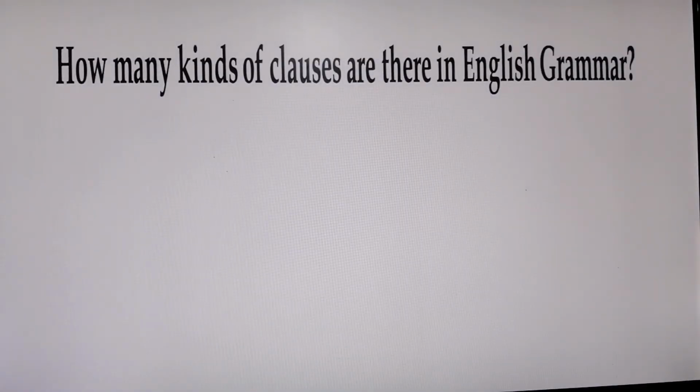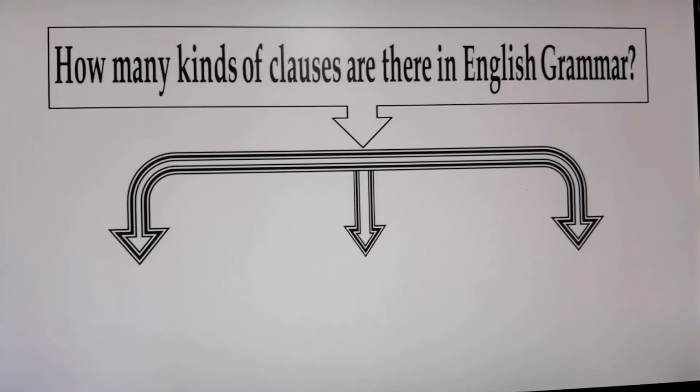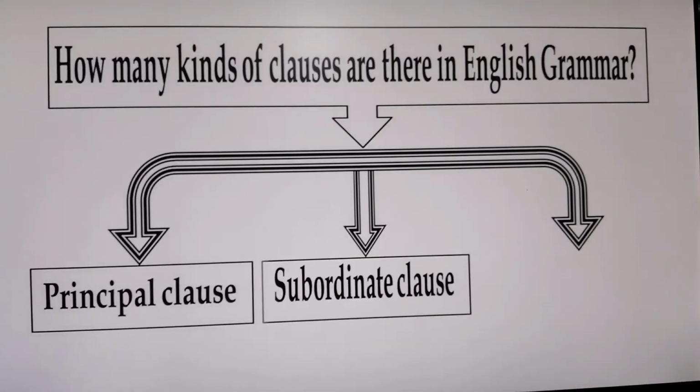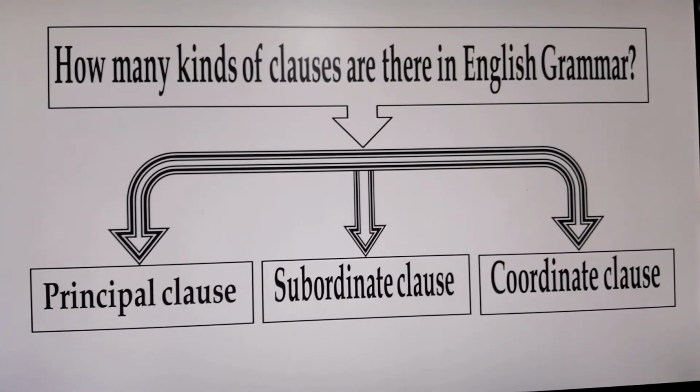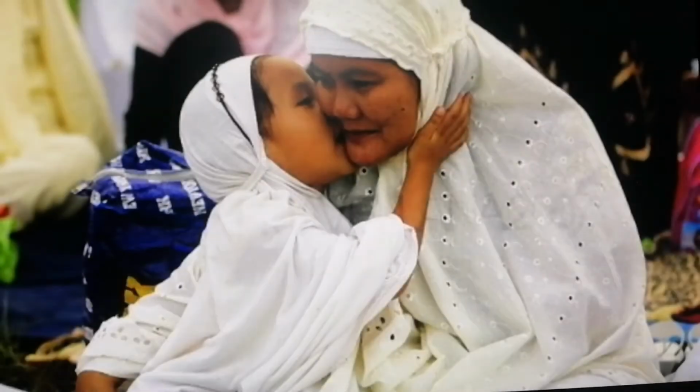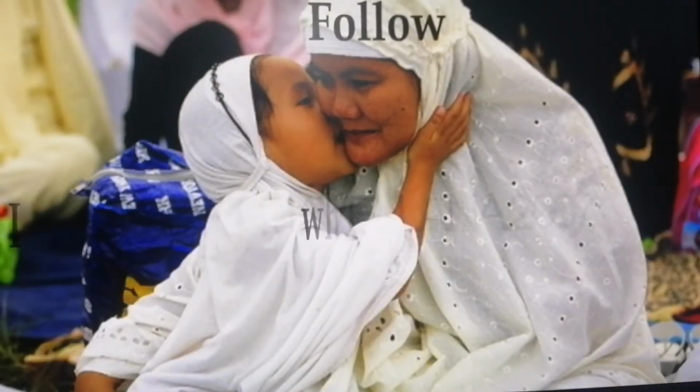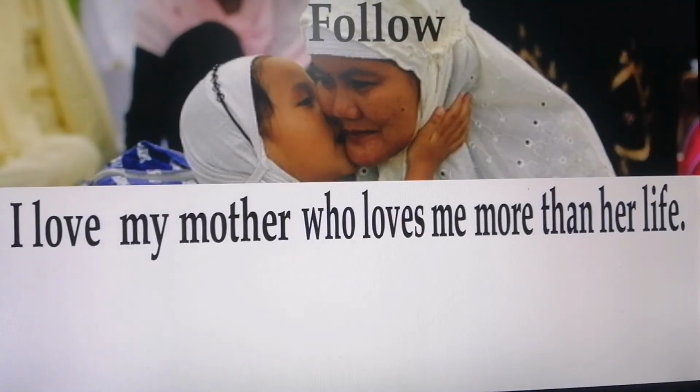Kinds of clauses. How many kinds of clauses are there in English grammar? Clauses are of three kinds: principal clause, subordinate clause, coordinate clause. You can take down, students. Clauses are of three kinds in English grammar: principal clause, subordinate clause, coordinate clause. Follow. I love my mother who loves me more than her life.